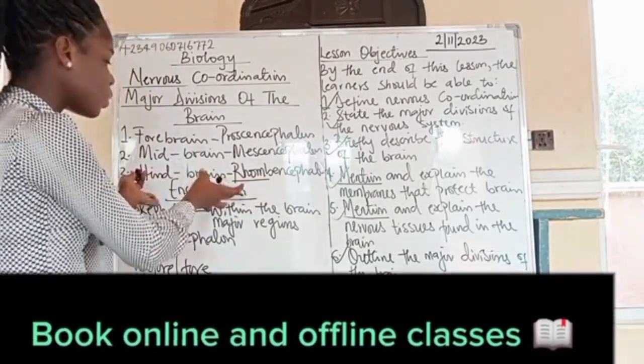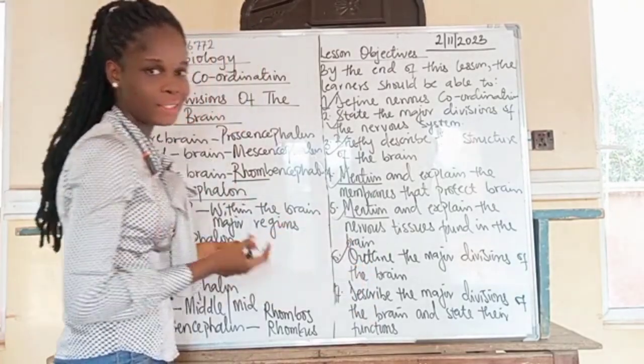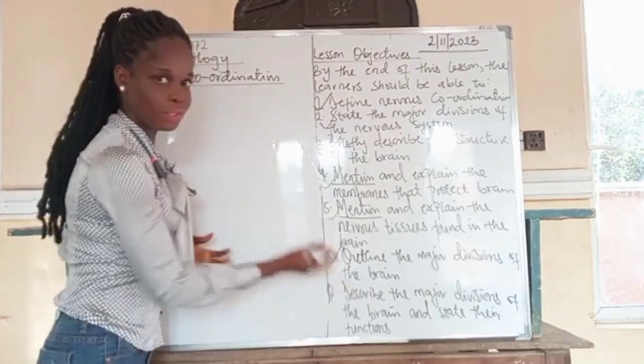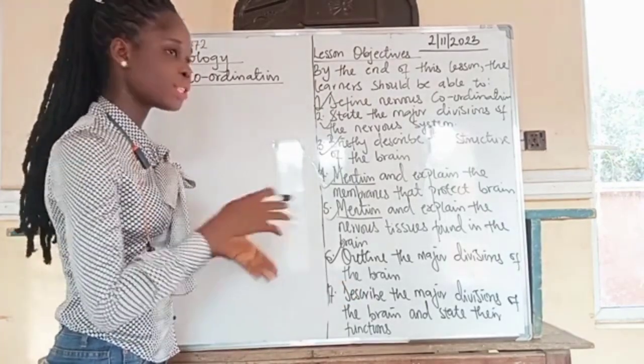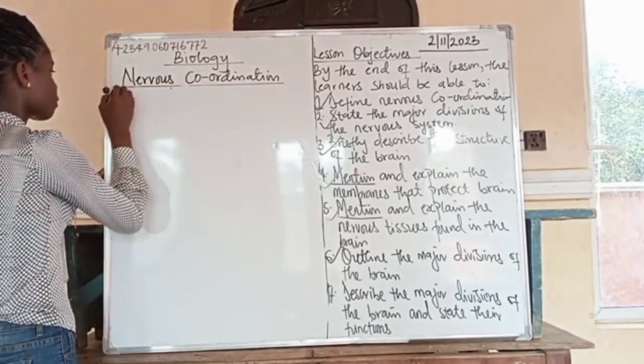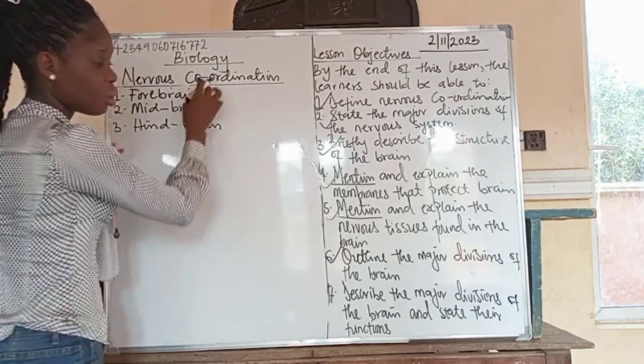With this, we are done with the word encephalon, and then we move over to our seventh lesson objective. Of course, we already know these major divisions of the brain, so we are going ahead to describing them and stating their functions. So we start with the forebrain.